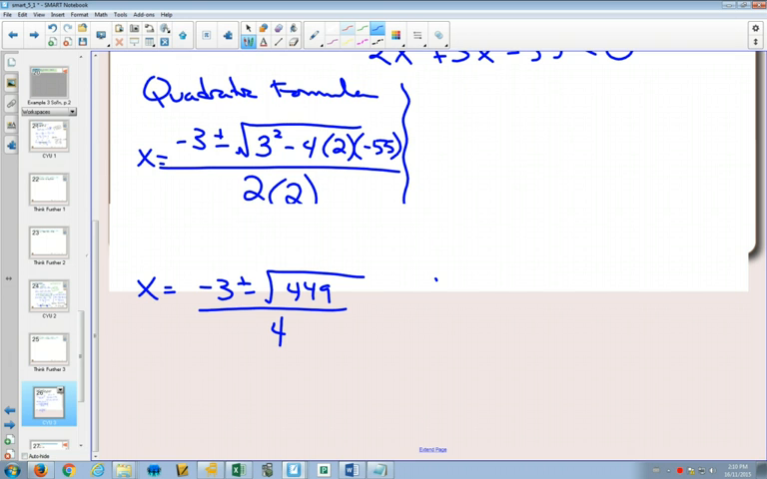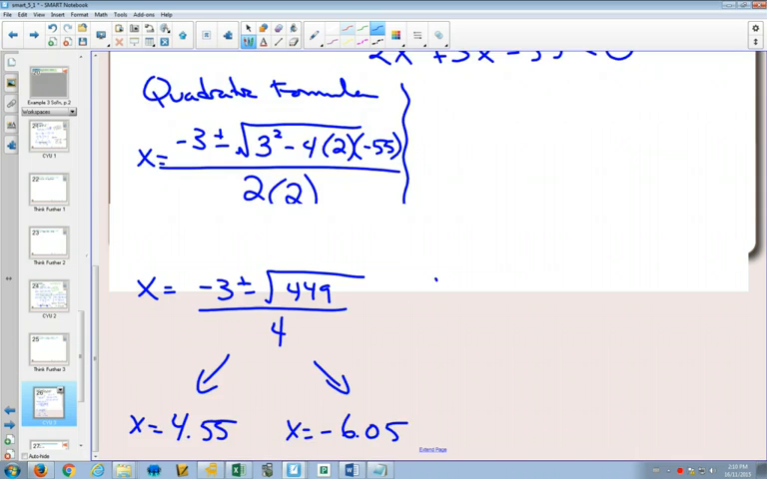And if we check what those are on our calculator, if we do negative 3 plus the square root of 449 divided by 4, we get one possible answer: x equals 4.55, rounded to 2 decimal places. And if we did negative 3 minus the square root of 449 divided by 4, we get another answer at negative 6.05. So that's using the quadratic formula.